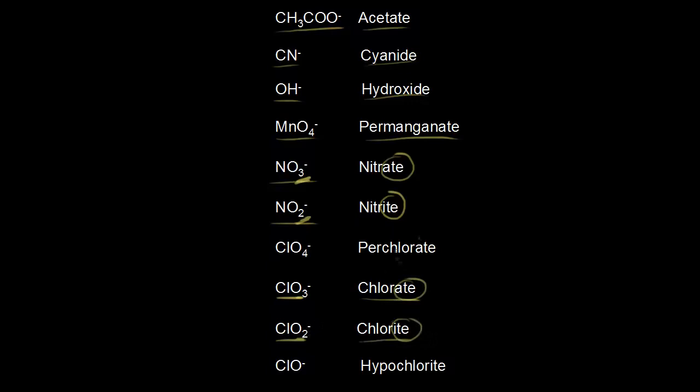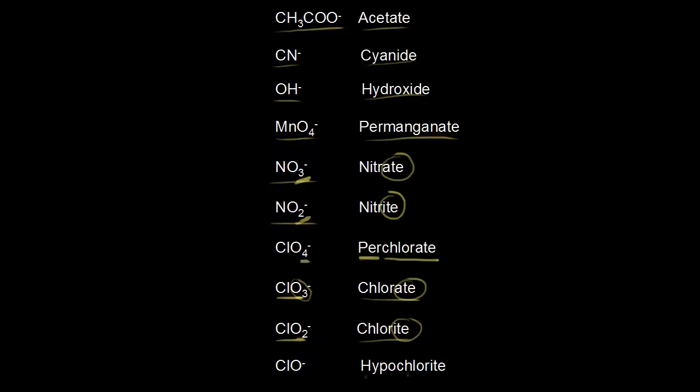What about perchlorate, right? Here we have chlorate, but we've added on a prefix this time, and the prefix per- means 1 more oxygen. So perchlorate means 1 more oxygen than chlorate. Chlorate had 3 oxygens, right? And for perchlorate, we add 1 on and we get 4. So perchlorate is ClO4-.